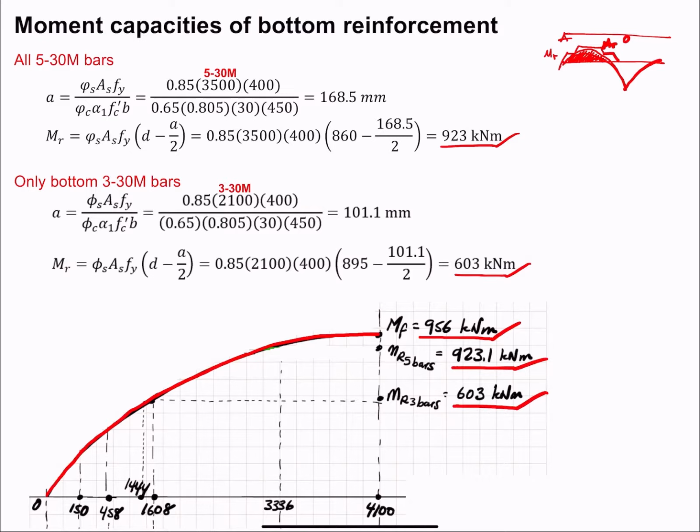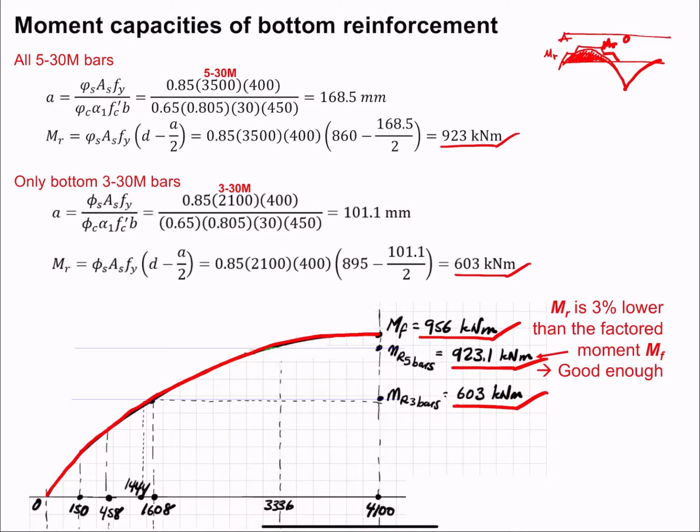The difference here is 3%, so we are 3% lower. You know what? I wouldn't lose sleep on this. 3% is within the realm of acceptance. Remember that you are using phi c equal to 0.65. These are the reduction factors for concrete and for steel, so I have some safety factors embedded into my moments. So 3% is something that doesn't make me happy, but it is not going to make me lose sleep.